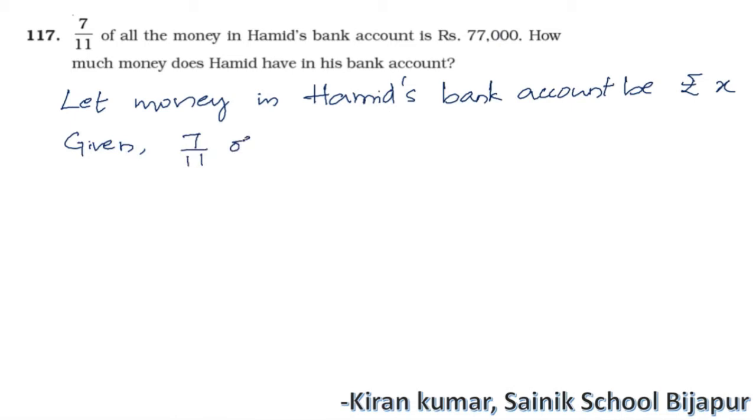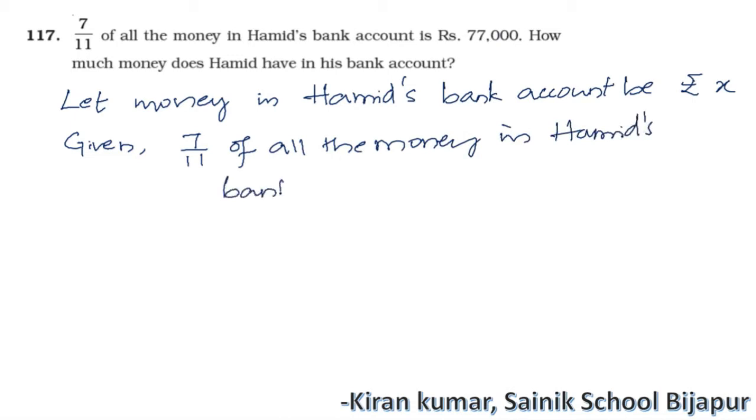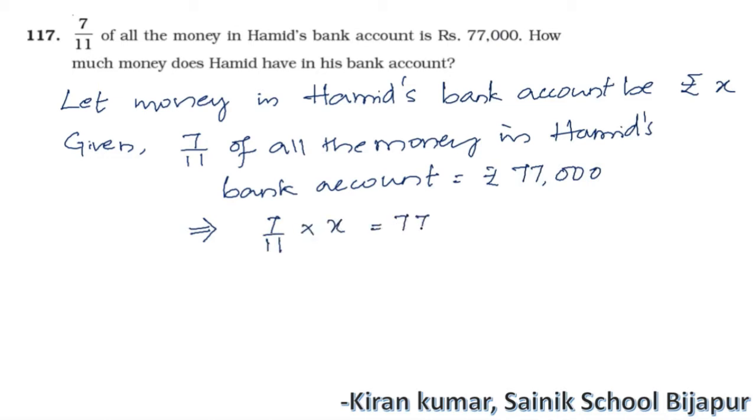7 by 11 of all the money in Hamid's bank account is rupees 77,000. This implies that 7 by 11 times x is 77,000. Therefore, we can find the value of x.